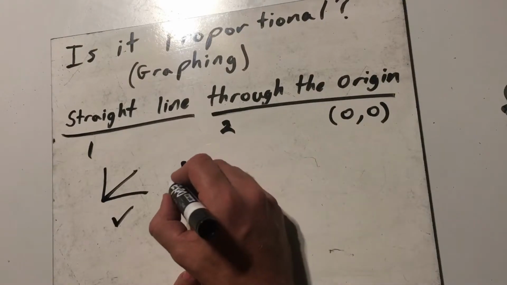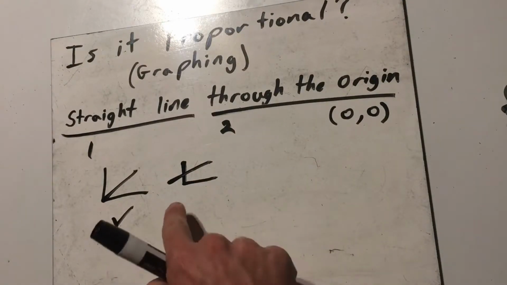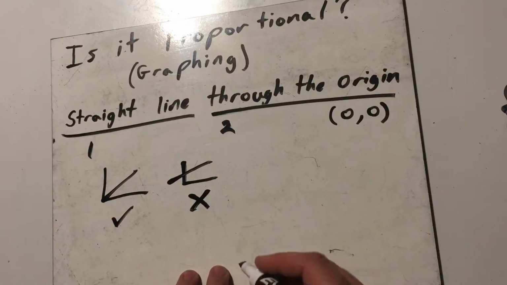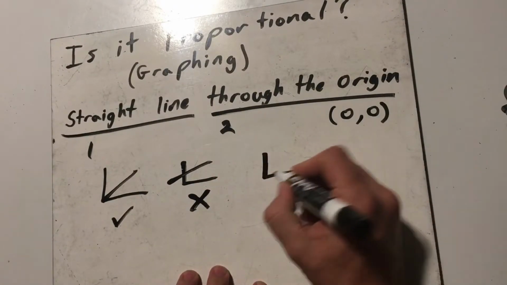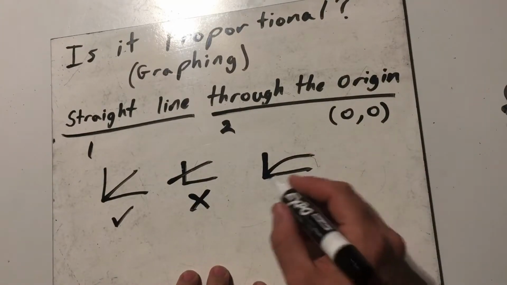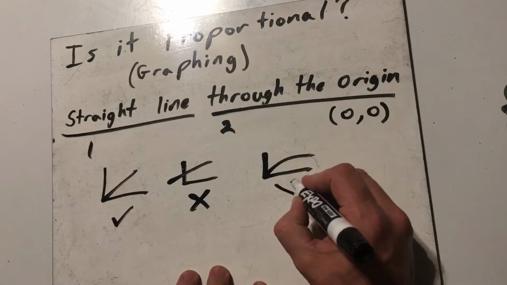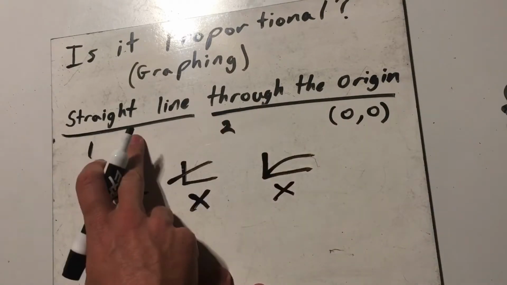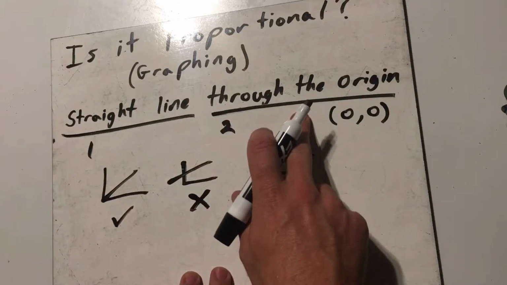Now, what's an example of a non-proportional? Well, it's anything else. So that's a straight line, but it doesn't go through the origin. This is a non-example. It is not proportional. Just like if I have this, well, it goes to the origin, but it's not a straight line. So this is another non-example. It has to meet both criteria. It has to be a straight line, and it has to go through the origin.